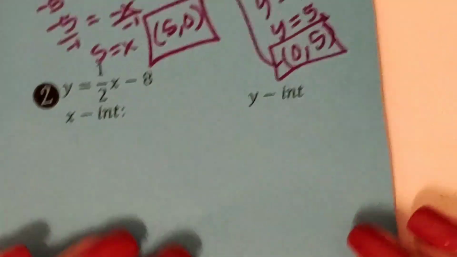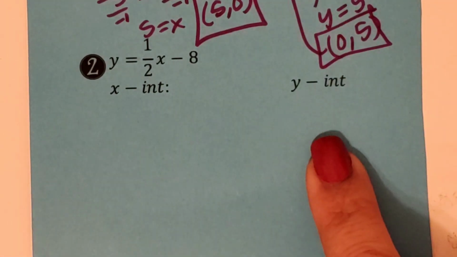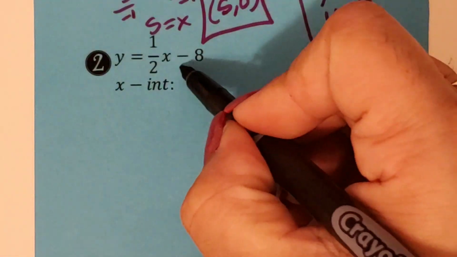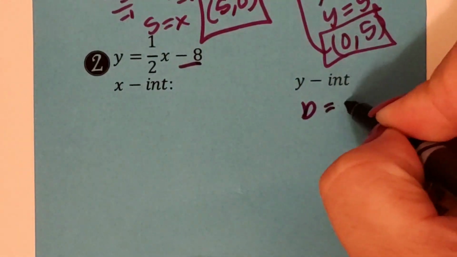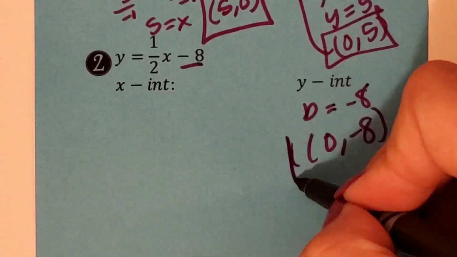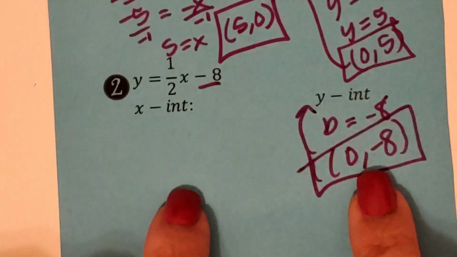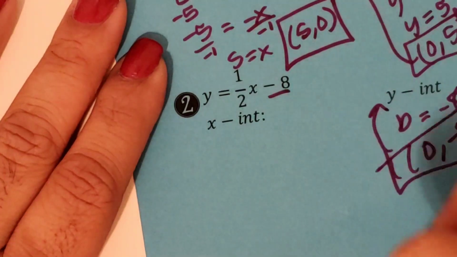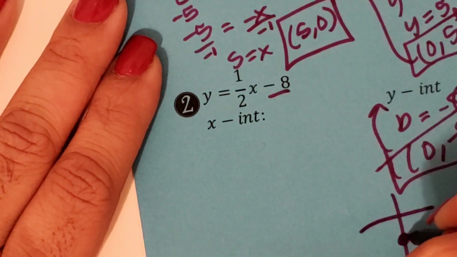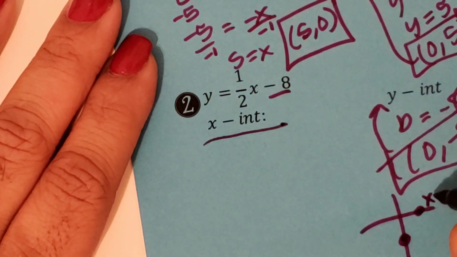So when we move on to number 2 right here, we don't have to do all of this work for a y-intercept. We can just say, oh, hey, my b value is -8. So my answer is (0, -8) if it asks me for my y-intercept. You have to remember that your y-intercept is a different point than whatever your x-intercept is going to be.